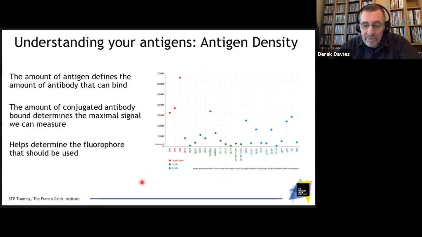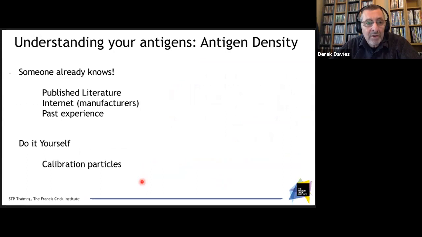But of course, not everybody is dealing with human CD markers. So how do you find out what your antigen density is? Well, if you're lucky, it's been published. The manufacturers may be able to tell you that with their data sheet, or it may be available somewhere on the internet, or you may have that knowledge in your lab or personally. If you don't know, you have to do it yourself.